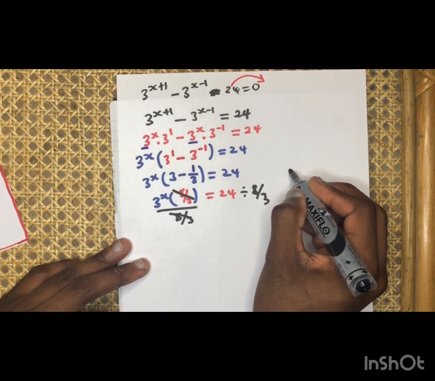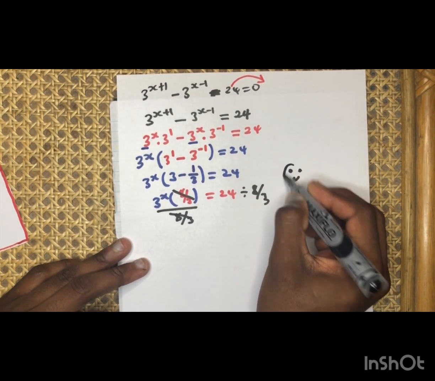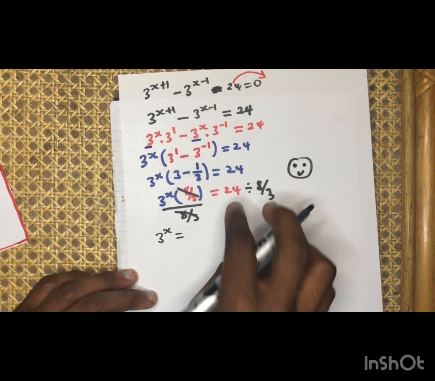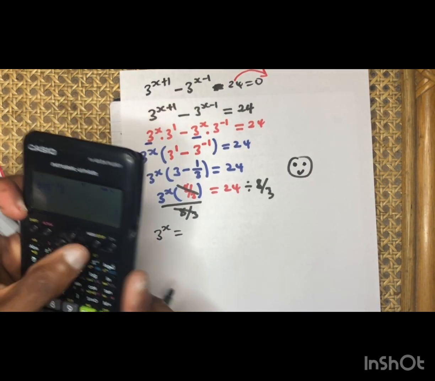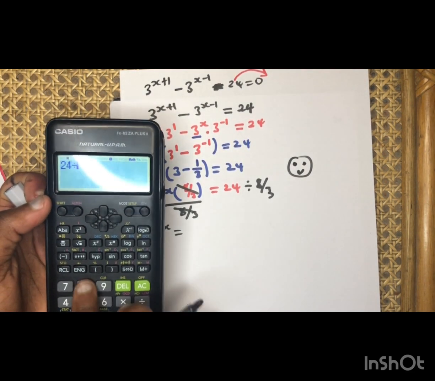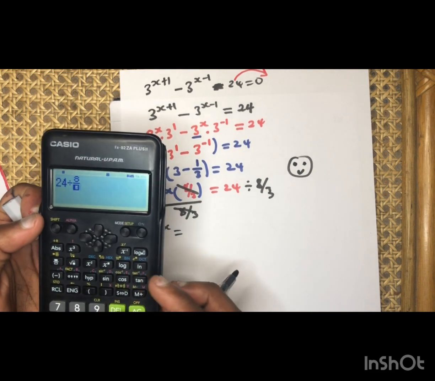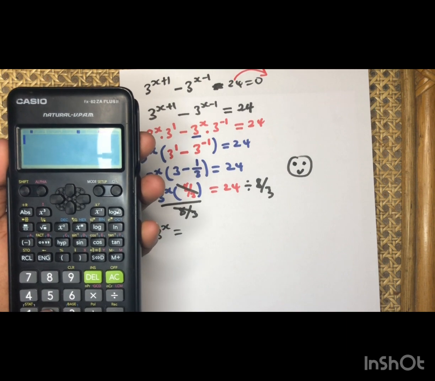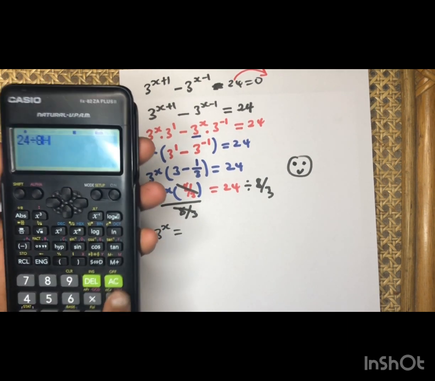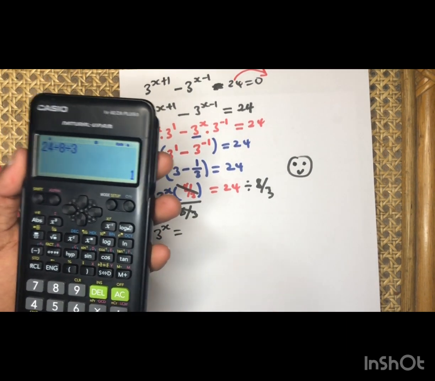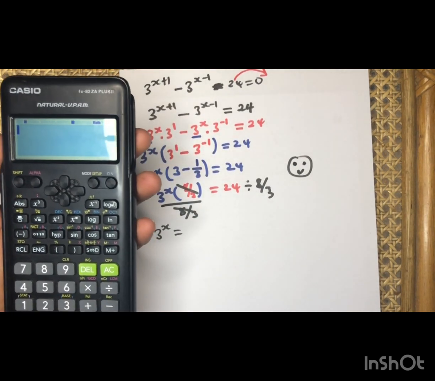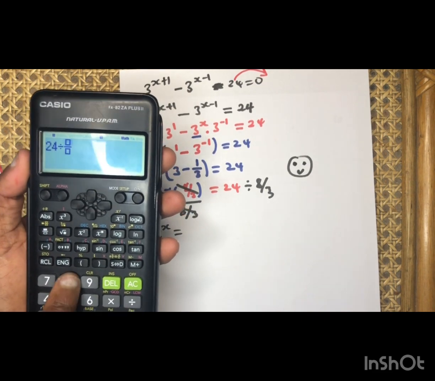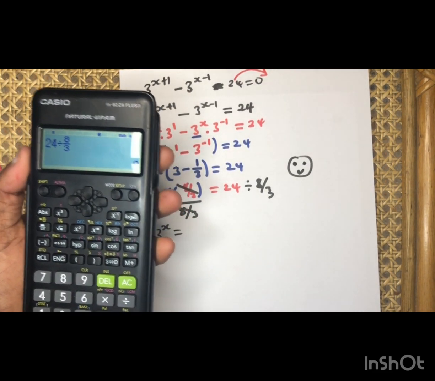Now I know that you are smiling because you see that you are close to the answer. So now you have 3 to the power x here, then 24 divided by 8 over 3. Can you see that? How do I press my calculator? Because I know that most of the learners get confused. They say 24 divided by 8 divided by 3, and you get 1. So you can say 24 divided, you press the fraction button, then you have 8 over 3. So you see, it's 9.